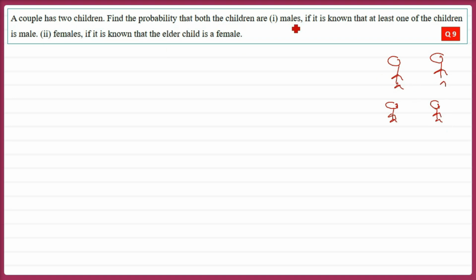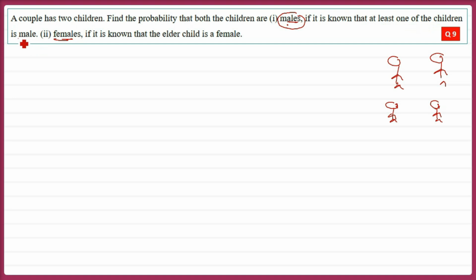First of all, find the probability that both the children are males. You have to find the probability that both the children are males and both the children are female when the condition is given. In the first case, it is known that at least one of the children is male. The second one is both the children are females if it is known that the elder child is female. So when the question comes like this, if it is known, given that, all this demands the conditional probability. The conditional probability has to be there.